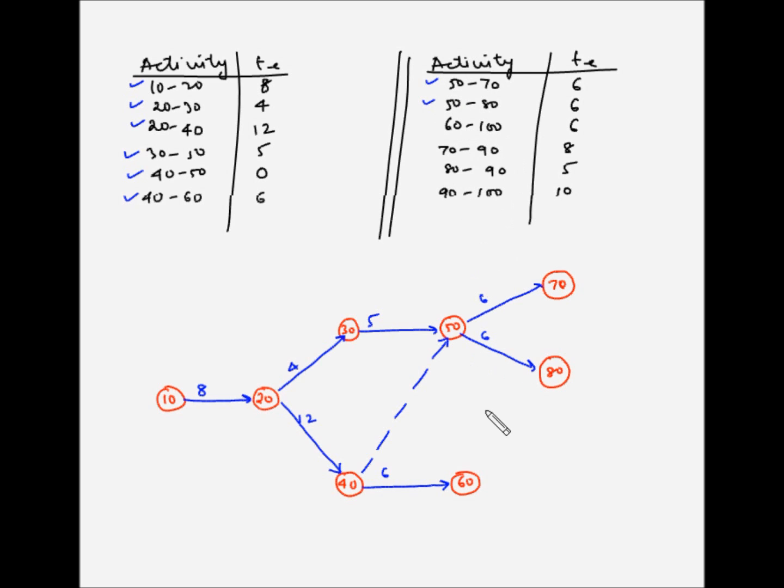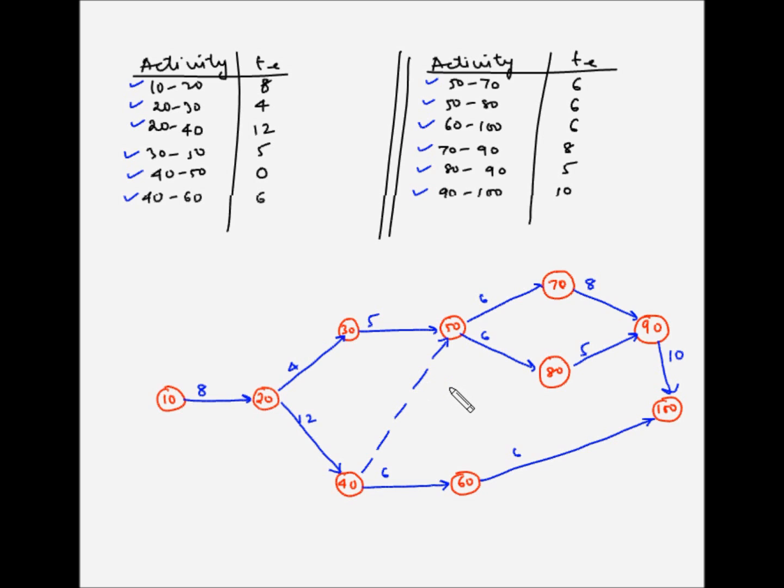Now next is 60 to 100. Let's draw the event number 100, and this is the activity which takes 6 days. So we have completed 60 to 100. Next is 70 to 90 and 80 to 90. So 70 and 80 both merge into 90. So let's say this is 90, and 70 to 90 and 80 to 90. 70 to 90 takes 8 days, and 80 to 90 takes 5 days. So this is done, and this is also done. And the last one is 90 to 100, which takes 10 days. So we have done 90 to 100 also.